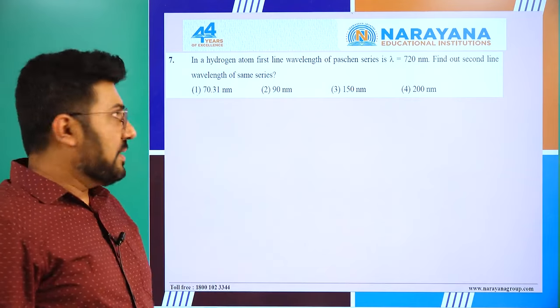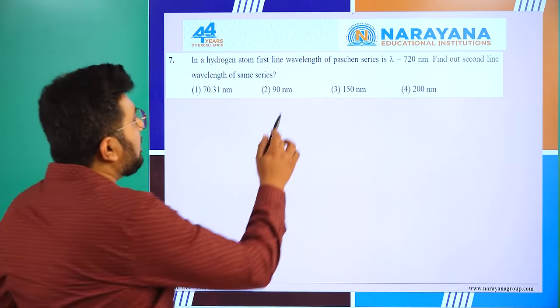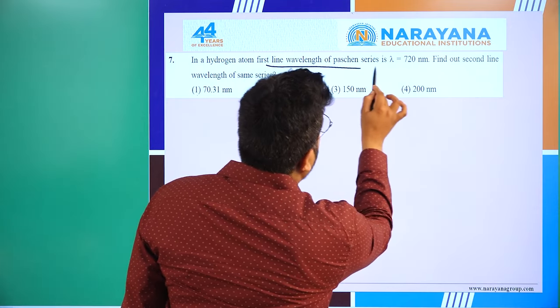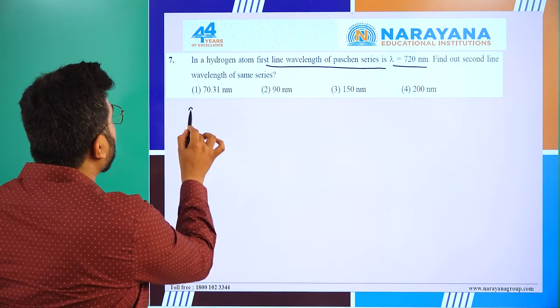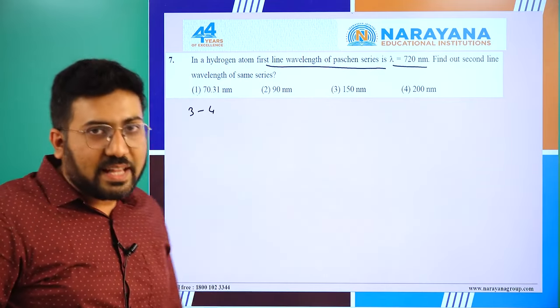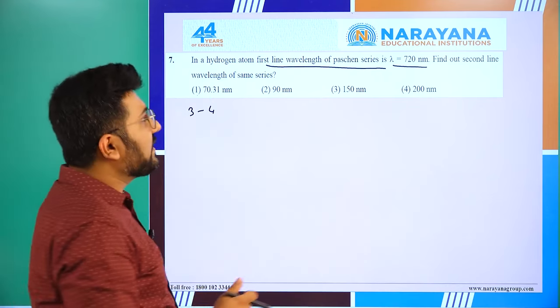Now in this question they have given that there is a hydrogen atom and the first wavelength of Paschen series is this. So first line means 3 to 4. First line of Paschen series means what? Going from 3 to 4.